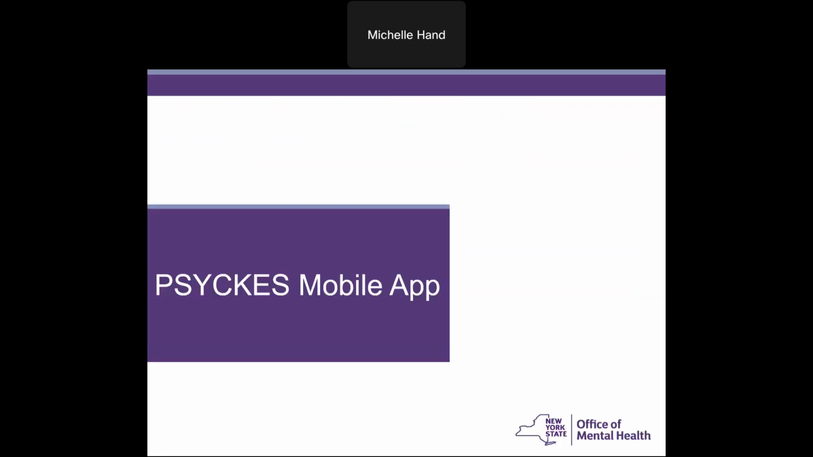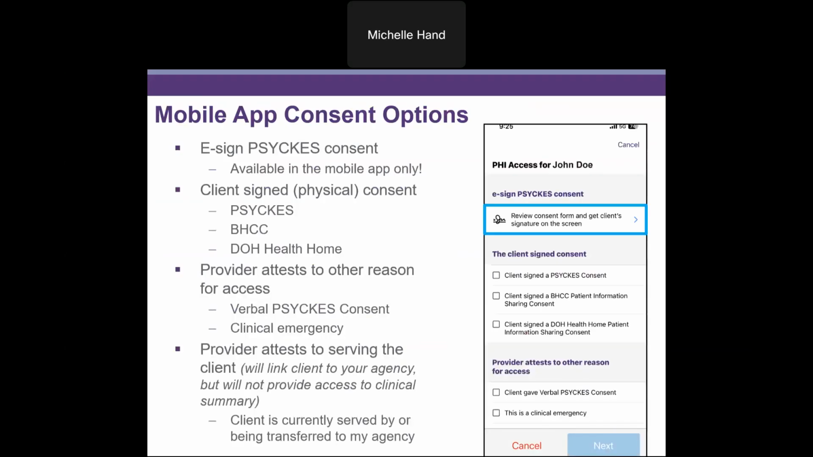All right, I'm going to go into our mobile app where you have the ability to have a PSYCKES consent form e-signed. And again, this is within our iOS mobile app, which is an iPhone or an iPad. So here is what our mobile app looks like. And right now we've gone into the mobile app, we've logged in, we've looked up an individual, and we want to enable consent for them.